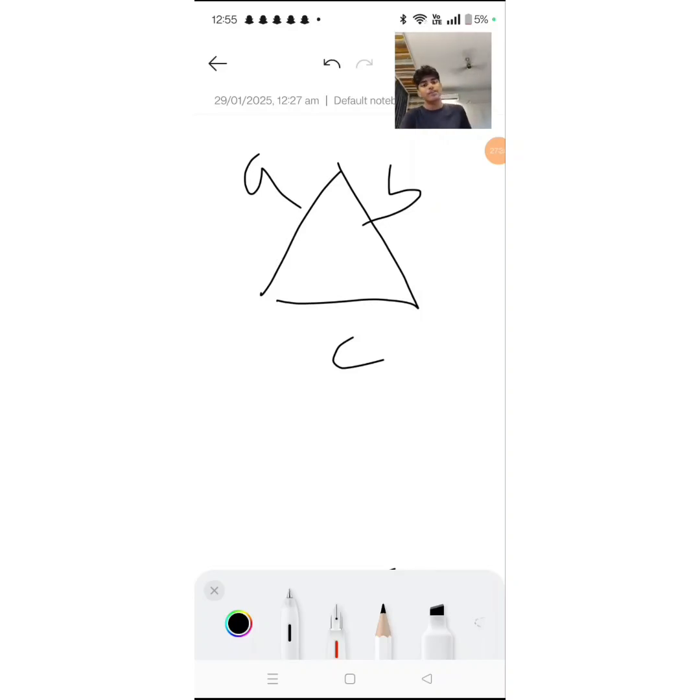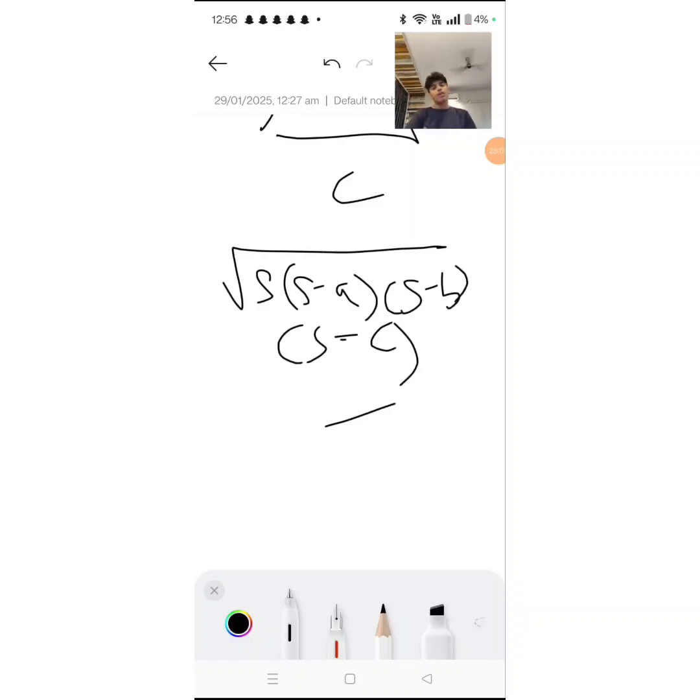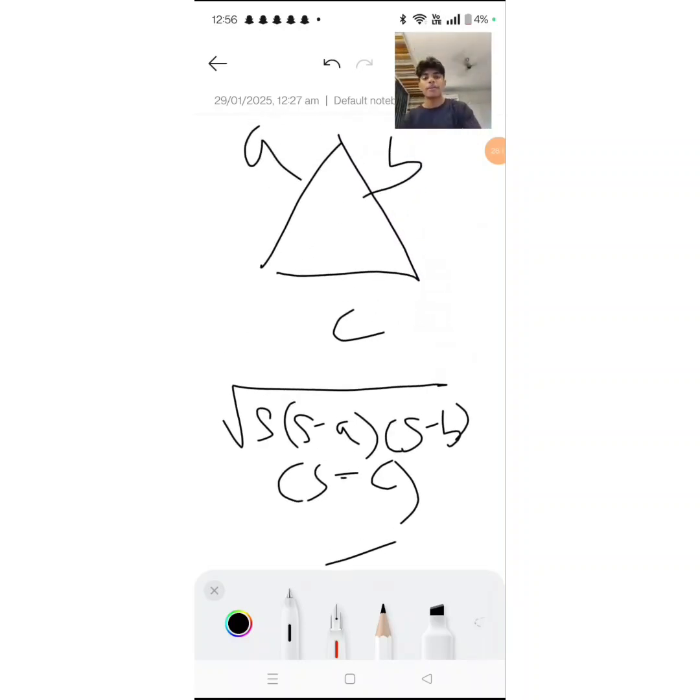In that case, you're going to use something known as Heron's formula. According to Heron's formula, this is how you can find the area. It's root of S into S minus A, S minus B, S minus C. Now what does S stand for? S stands for semi-perimeter. If you don't know what perimeter is, it's basically the sum of all sides. So A plus B plus C divided by 2 is what S is. This is Heron's formula. Very important formula, comes always.